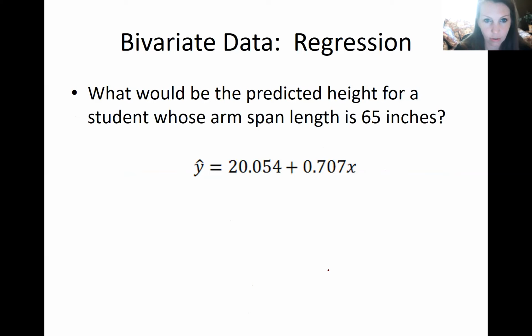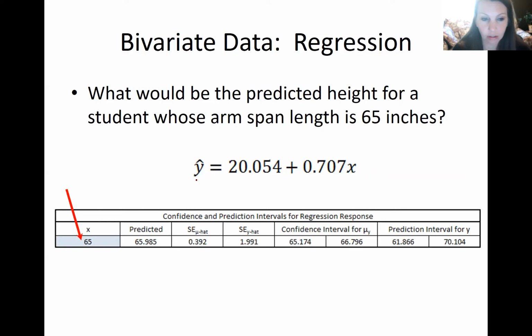All right, so then we can use this model to make predictions. That's one of the reasons why we like to make regression models. So what would be the predicted height for a student whose arm span length is 65 inches? Well, one way to figure this out is we could just take 65, plug it in for x, solve for y hat, and that would give us our answer. But our amazing Excel spreadsheet will also do this calculation for us. This is one of the few little blue boxes that we have on this Excel spreadsheet. The blue boxes are where you enter things yourself.